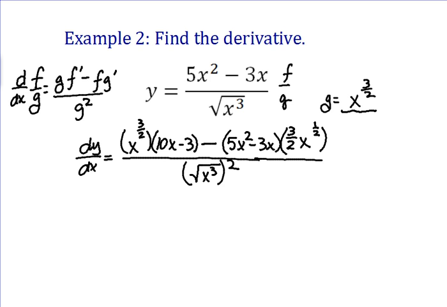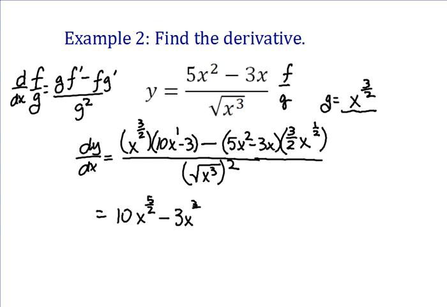Now we're going to go ahead and simplify this a little bit, challenge our algebra skills just a bit. I'm going to distribute x to the 3/2 to both of these terms. Remember that when we're multiplying, we're going to add exponents. My x here has an exponent of 1. So x to the 3 halves times 10x to the 1 is going to be 10x to the 5 halves. 3 halves plus 1 would be 5 halves. Minus 3 times x to the 3 halves.